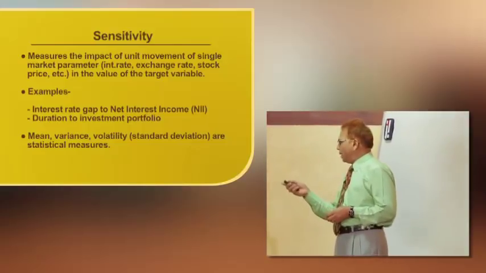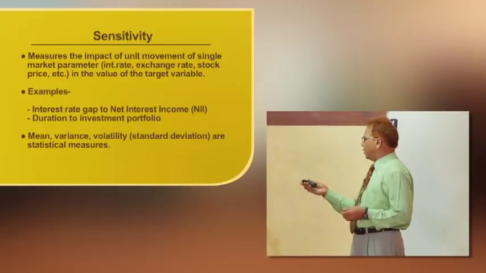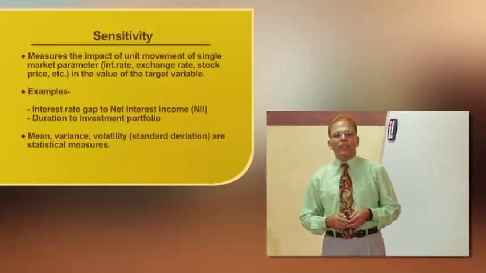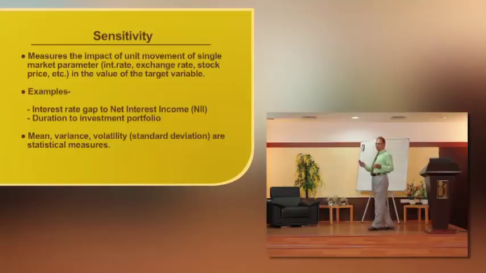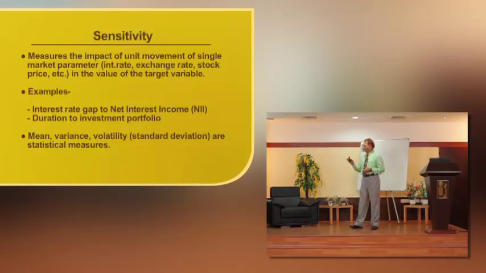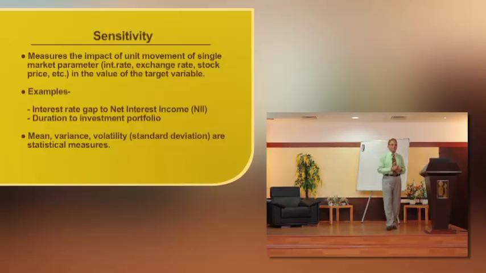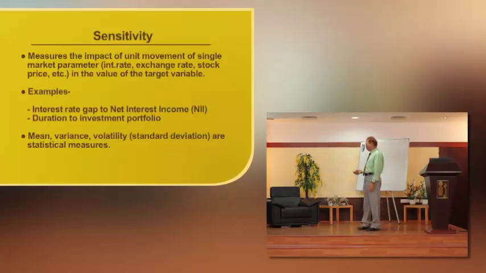So then mean, variance and volatility are the statistical measures of measuring the risk. We said that the risk is because of the deviation from the expected results. So how do you measure the variation or the dispersion of the actual result from the expected results? The statistical measures for this are mean, variance and volatility. And volatility is also known as standard deviation. Basically this measures the deviation from the expected results. These are all statistical measures.